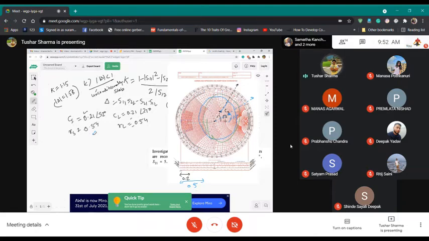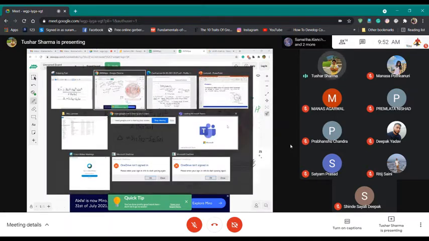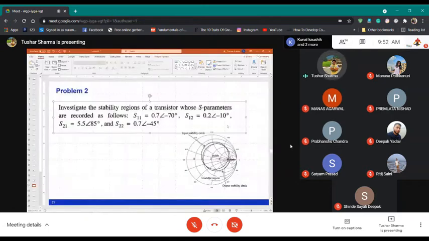Now there are two circles. One is the output stability circle, another is the input stability circle. So again, for the input stability circle, let's go back to what we saw for the input stability circle here.